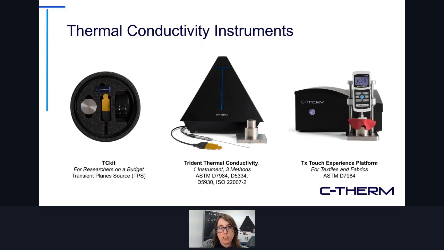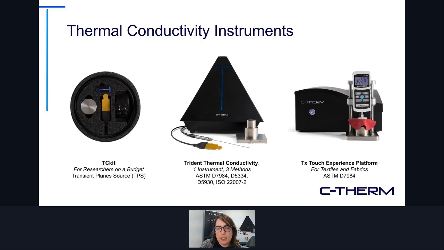The one on the far left-hand side of the slide is really our budget option for groups that are either budget constrained or they like to have the freedom to build their own thermal conductivity instrument. So if that sounds like something that describes you, you can take a look at the TC kit. On the far right of the slide, you can see the TX Touch Experience platform. That's our thermal effusivity platform for application in the textiles industry. We won't be talking too much about that one today.